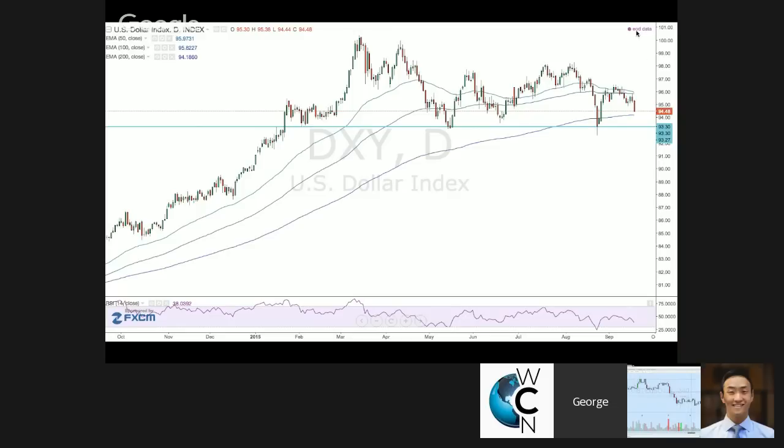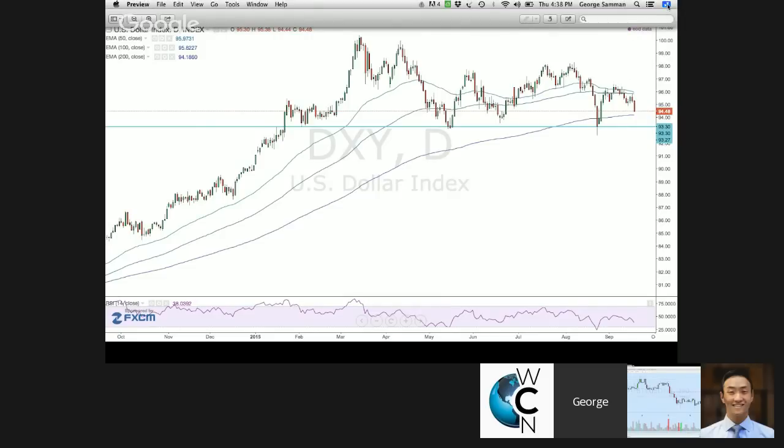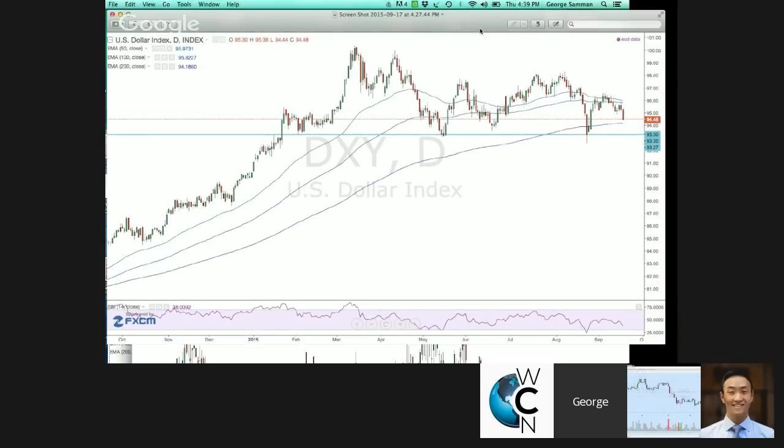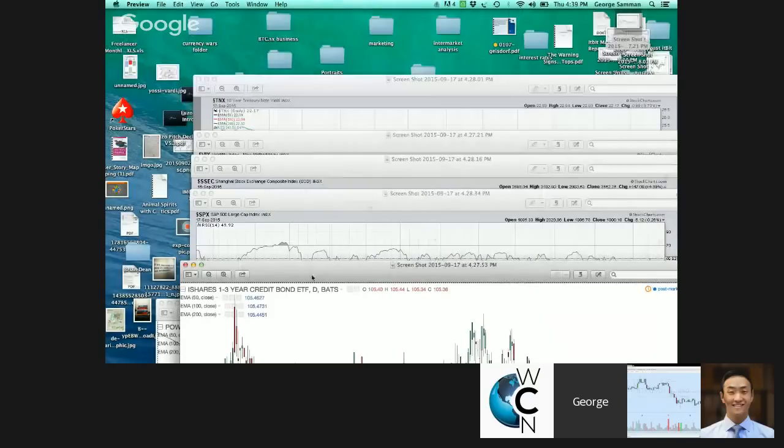However, I don't know how big that will play into anything, because there is still the expectation that there will be a rate rise before the end of the year. So the U.S. dollar may stay strong as a result of that.